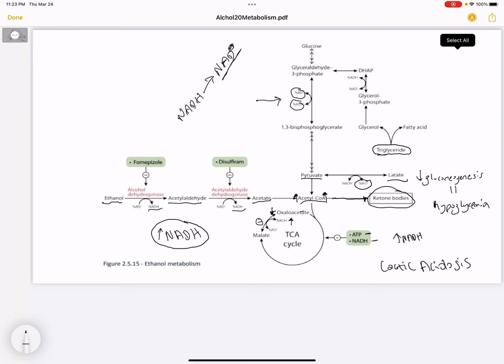So remember, since we already have high levels of NADH in our body, we don't want more NADH. So we're going to also inhibit this step. This is not going to occur. If this step is not going to occur, then we're going to have a buildup of fatty acids and triglycerides in our liver. Then that is going to lead to alcoholic fatty liver disease, because we have a buildup of triglycerides in our liver.